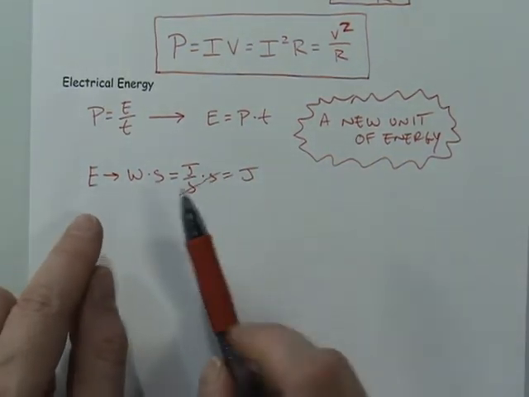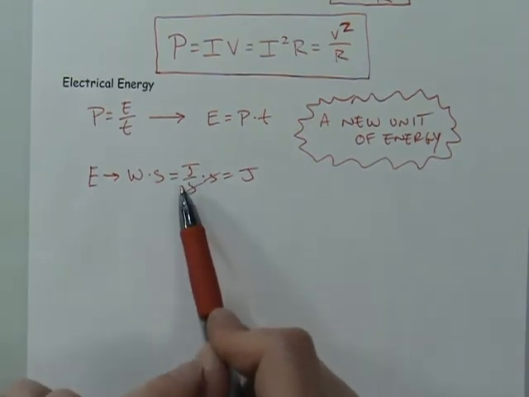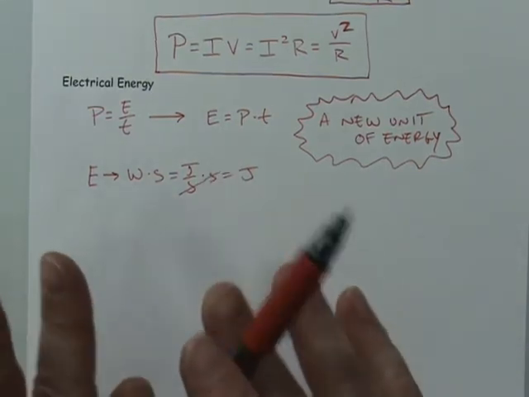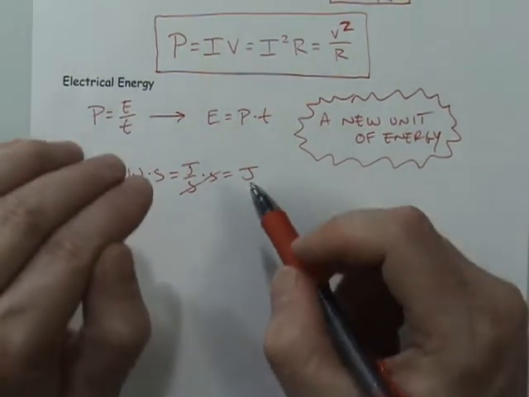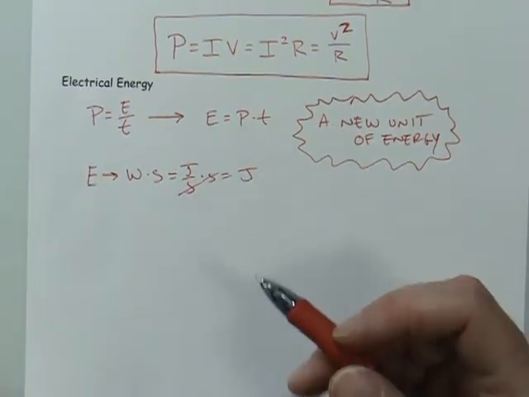So typically when we calculate energy, we want to make sure that our power is in watts, because a watt is a joule per second, and that we use time in seconds, and that will produce units of joules, and that's perfectly acceptable. That really truly is the international standard for energy. But in the electrical world, it's too small.